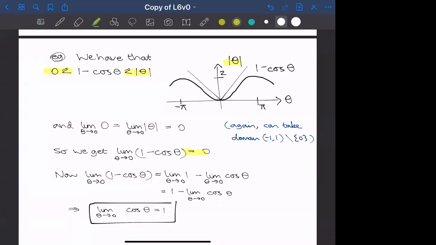And now we get a good exercise in using our limit laws, that the limit of a difference of functions, in this case 1 and cos theta, is the difference of the limits. And the limit of the constant function 1 is just 1. And the limit of cos theta is what it is. But this calculation tells us that the limit of cos theta must be 1. And that's what you'd expect, again, from looking at the graph, that as theta gets smaller, cos theta gets closer and closer to 1.